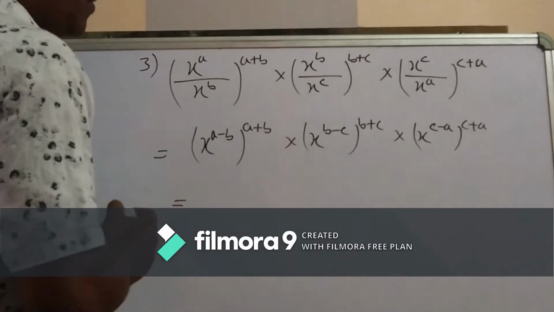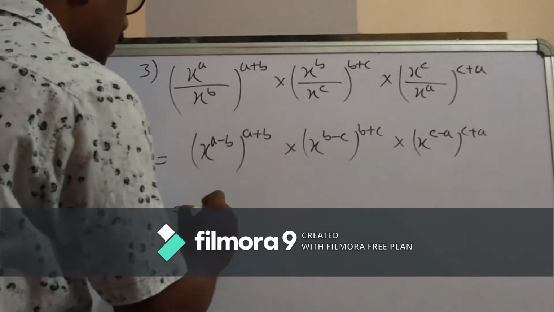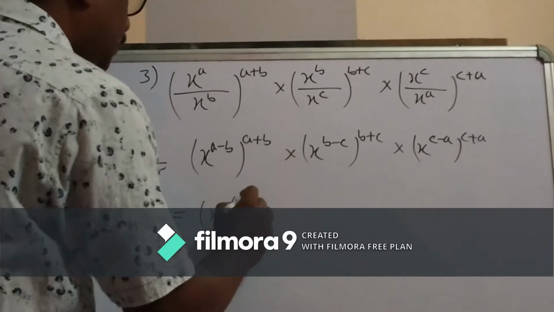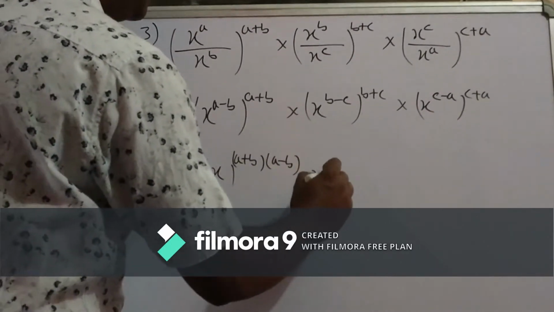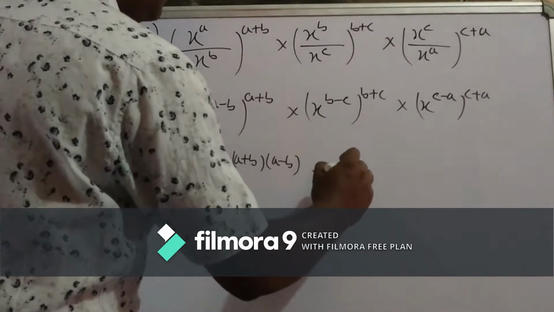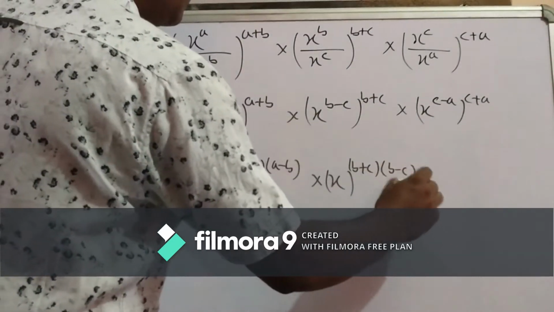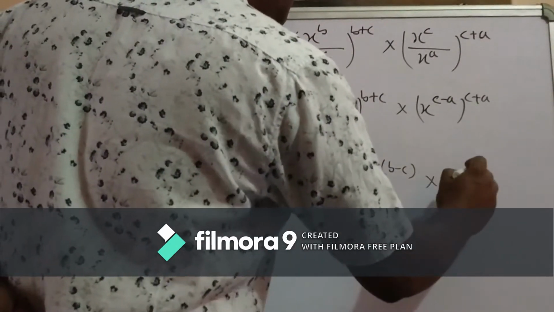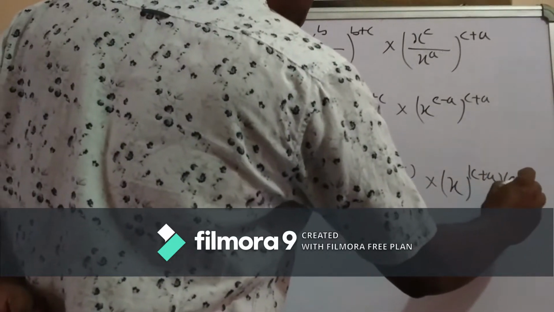So both two powers are given. So what is the formula telling? We have to multiply the powers. So multiplying, x to the power a plus b into a minus b, into x to the power b plus c into b minus c, into x to the power c plus a into c minus a.